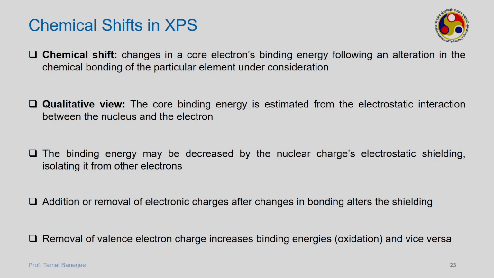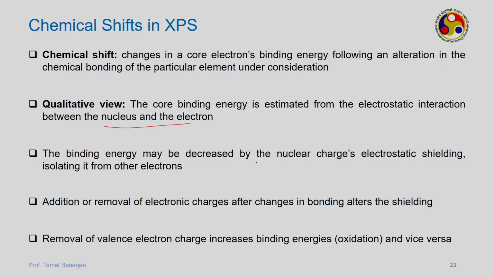Now, another important aspect is the chemical shift in XPS. It is the change in a core electron binding energy following an alteration in the chemical bonding of the particular element under consideration. The core binding energy is estimated from the electrostatic interaction between the nucleus and the electron. So, electrons close to the nucleus have a higher binding energy as compared to electrons in the outer valence shell.